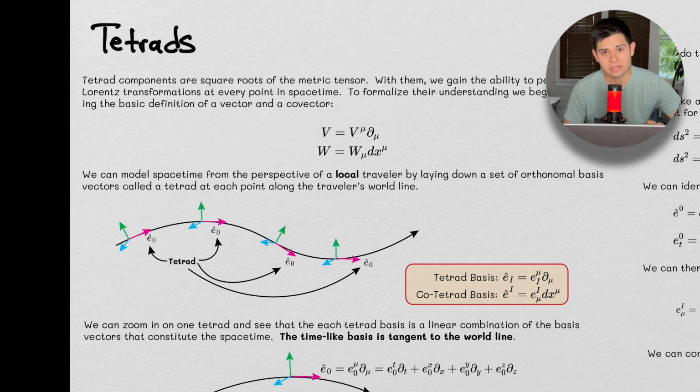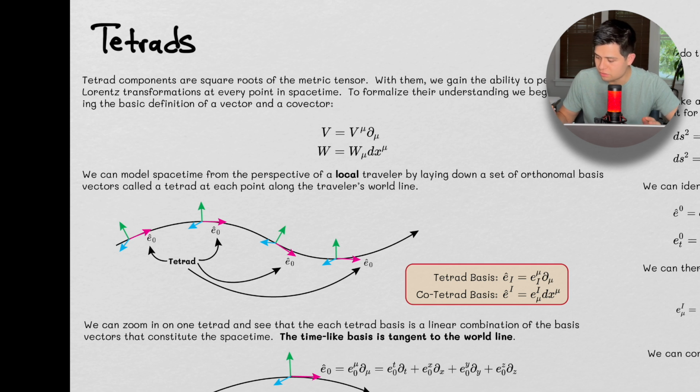So we're going to talk about tetrads today. Tetrad components can be thought of as the square root of the metric tensor, and we're going to see how this works. With them, we gain the ability to perform Lorentz transformations at every point in space-time.